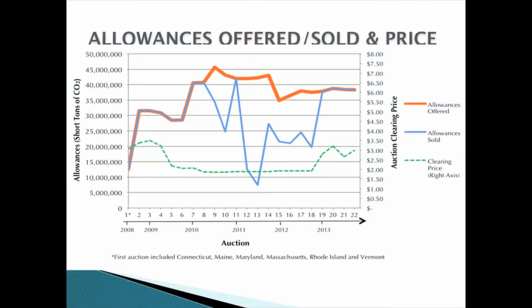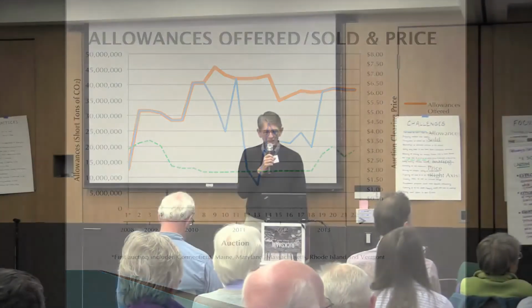This is a chart that shows the number of allowances offered every year, and the blue line shows how infrequently sometimes they were taken up. You have a low price there, a green line, about $3. So I'm going to go on to the expert opinion of Professor Robert Stavins of Harvard, who says basically the RGGI experience has been essentially irrelevant.